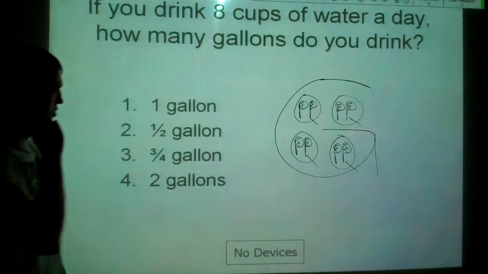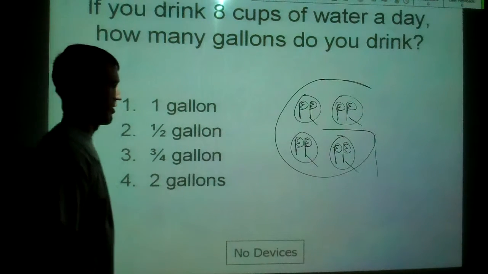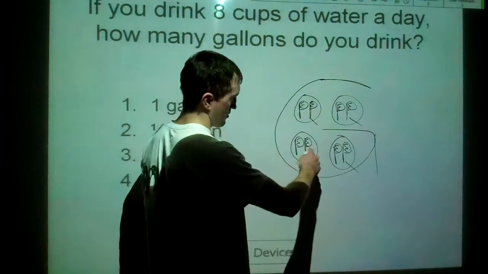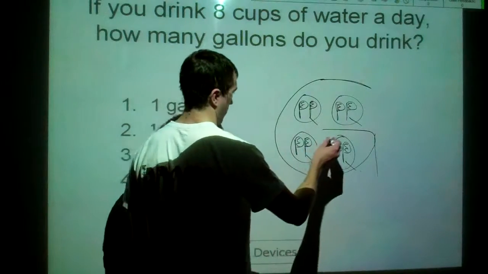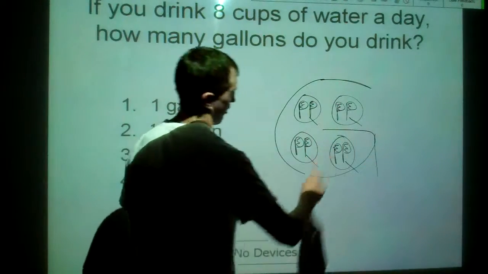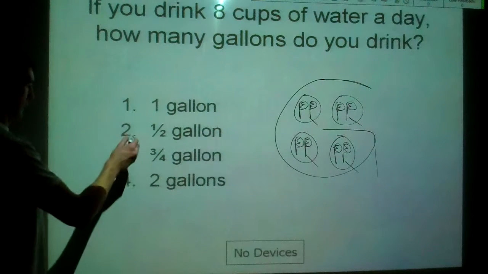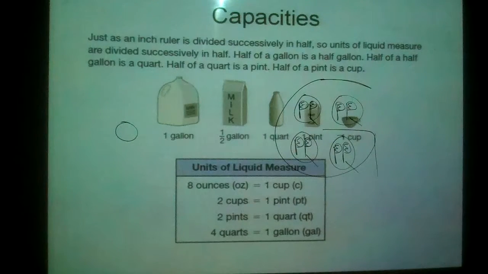Alright, so we've got 8 cups. If we look at our diagram, this is 2 cups, 4 cups, 6 cups, 8 cups. So if we use this diagram, we can see right here, the bottom half of our diagram, that is 8 cups. So we should be looking at half a gallon. Okay?